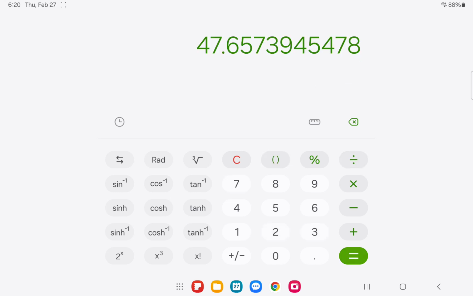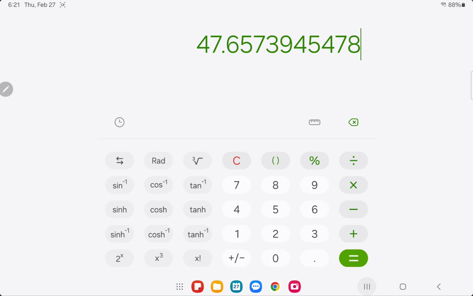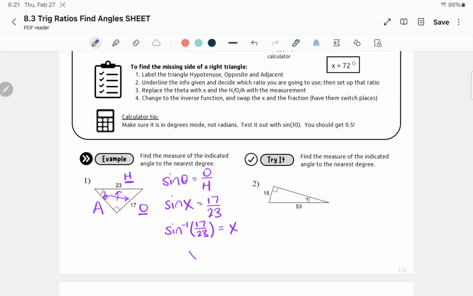And we hit equals. And we're going to round this to the nearest degree this time, not the nearest tenth, but to the nearest whole number. So this is just 48. So 48 degrees is our answer. And that's it. So go ahead and pause the video. Try number 2 on your own.